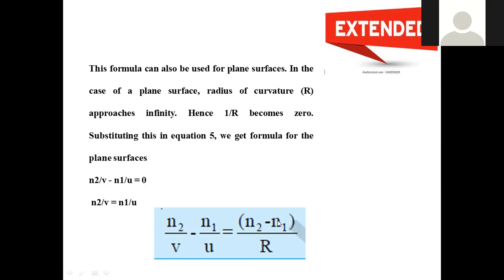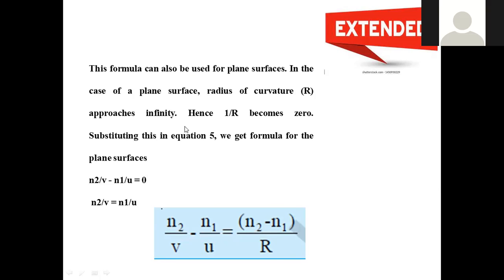So for a plane surface, the equation can be condensed, since the entire right-hand side term becomes 0, so that n2 by v minus n1 by u is equal to 0. Now you can take this negative term to the right-hand side, being 0, so that n2 by v is equal to n1 by u, right? So this is the finalized, extended equation for a plane surface.